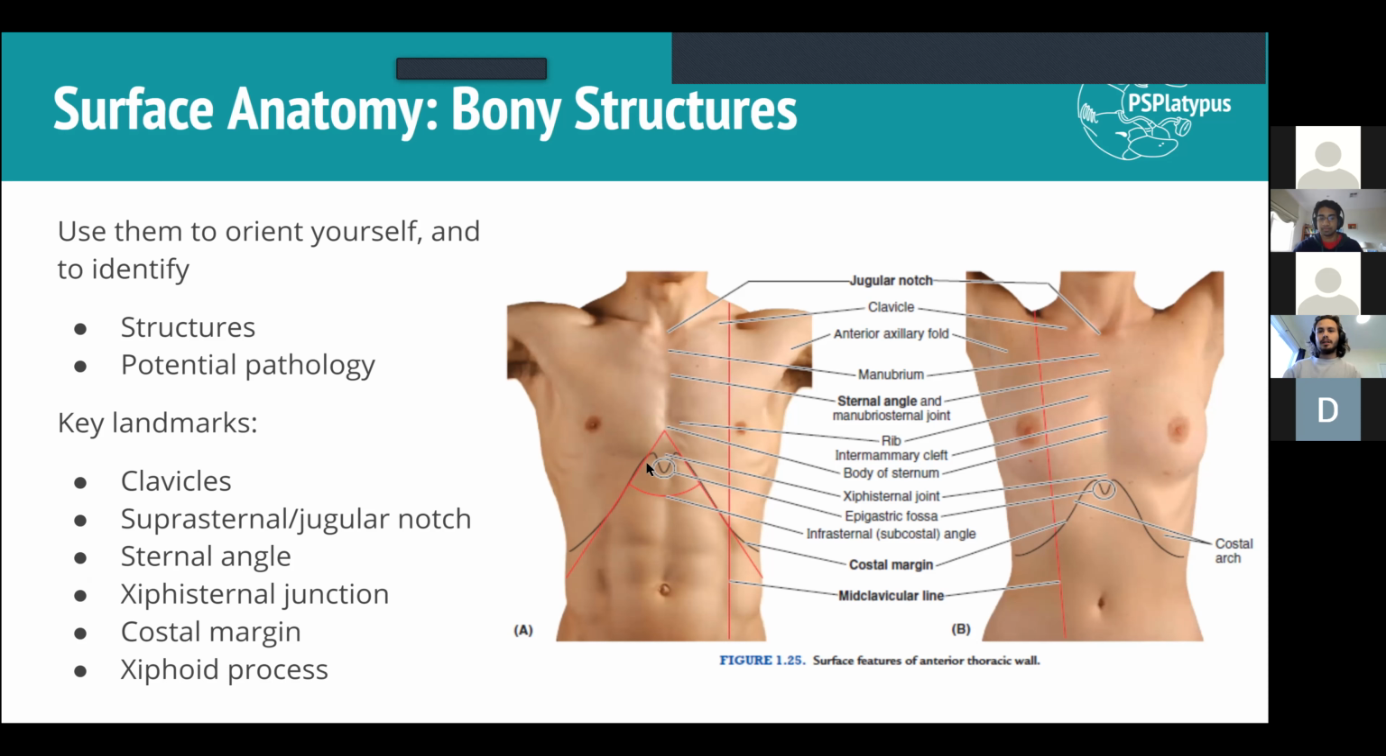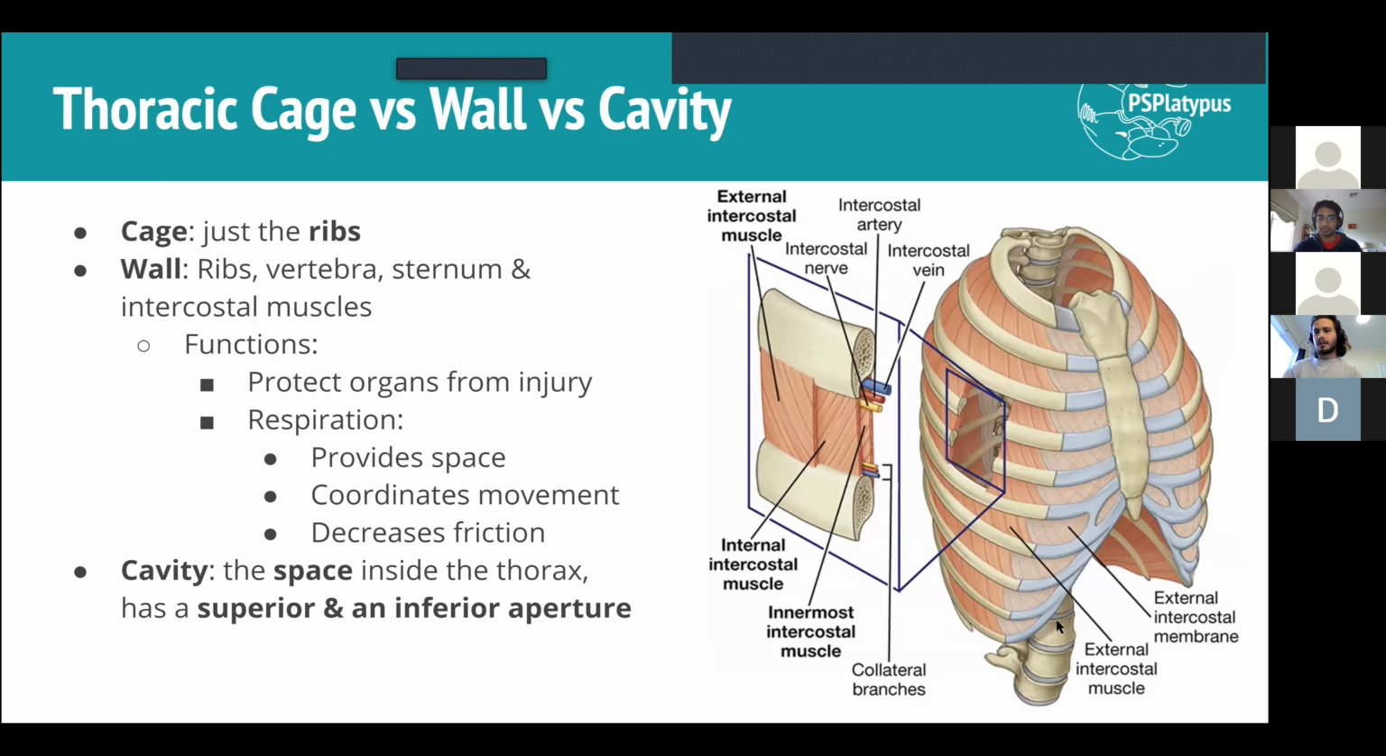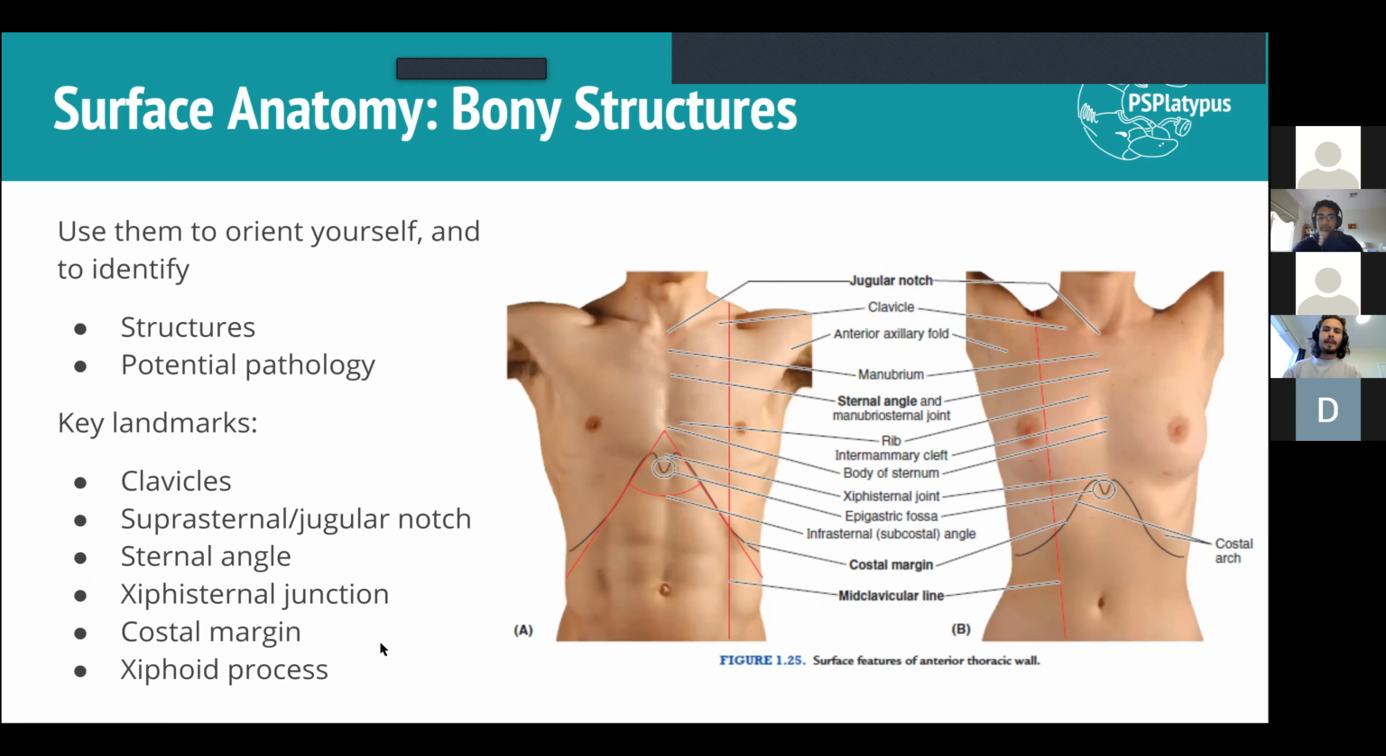The costal margin, which is the inferior margin of the costal cartilage that you've got down here, running along here. And the xiphoid process, which is that third most inferior bone of the sternum. So those are the key landmarks of your thorax.